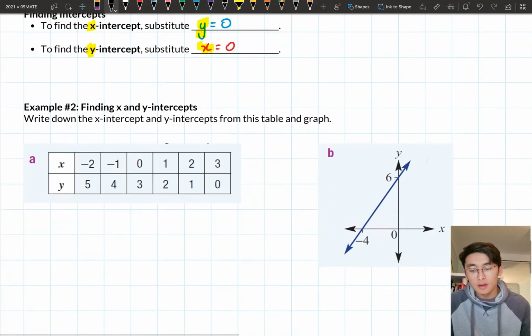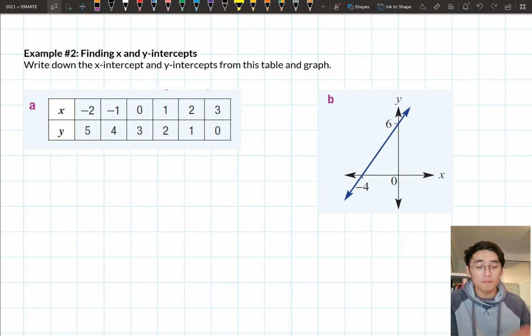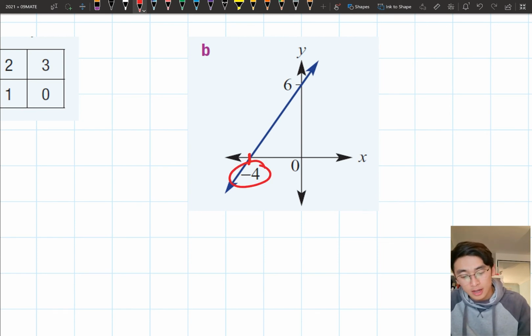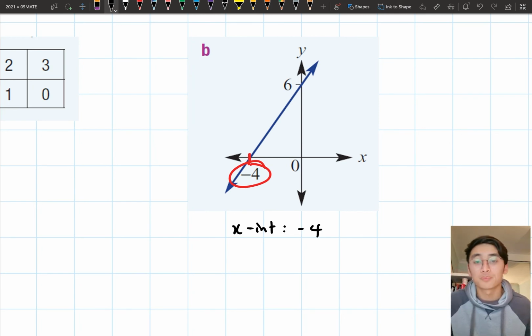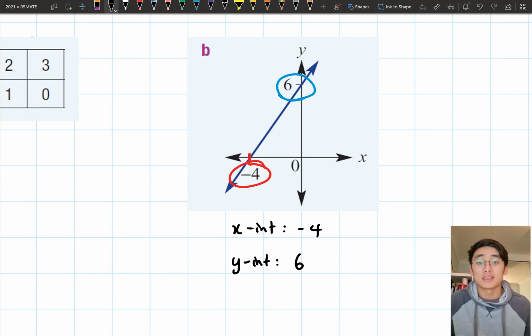So write down the x-intercept and the y-intercept from this table and the graph. Now, the graph we did in the first example, and it should be quite simple. Actually, let's do that one first. Let's have a look at this graph. What is the x-intercept? Well, the x-intercept is just where the graph touches the x-axis. The x-axis is over here, and so it touches at -4. So I'm going to write here, x-intercept is at -4. Pretty straightforward. And my y-intercept is just where it touches the y-axis, which is up here at 6. So the y-intercept is just going to be 6.